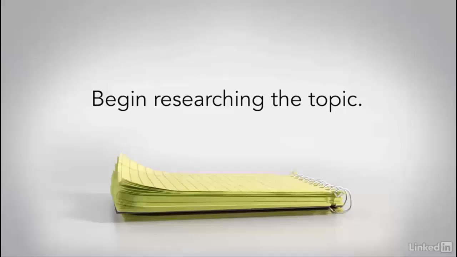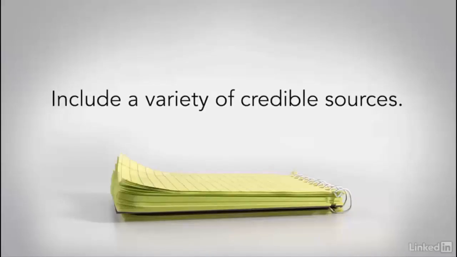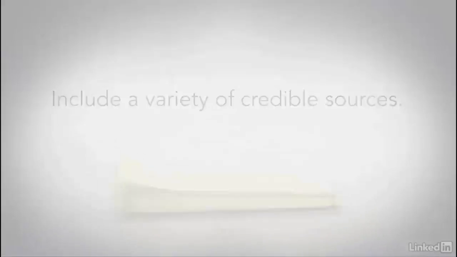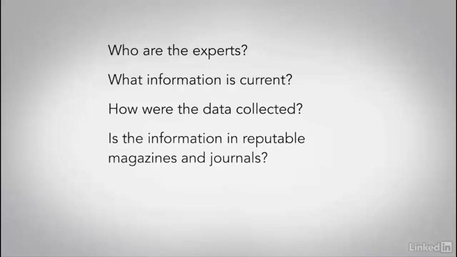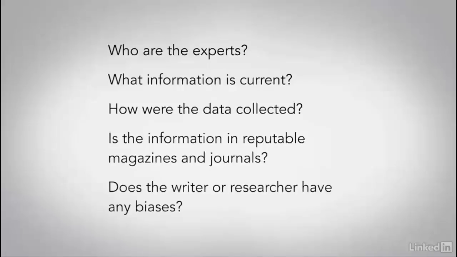But where will you find additional information, and how should you evaluate and select from among all those sources? Various research methods are available. Your ultimate goal is to have a variety of the best sources, the most credible ones. Using only one or two sources or using multiple sources from only one or two authors reduces the credibility of the research paper. Who are the experts? What information is current and how were the data collected? Is the information in reputable magazines and journals? Does the writer or researcher have any biases?